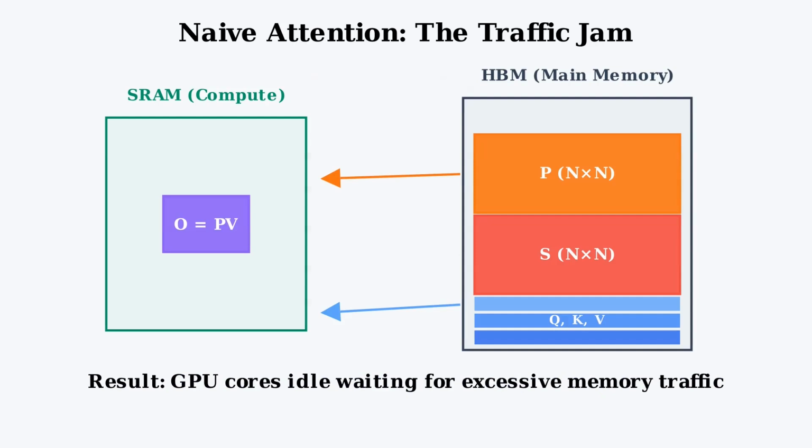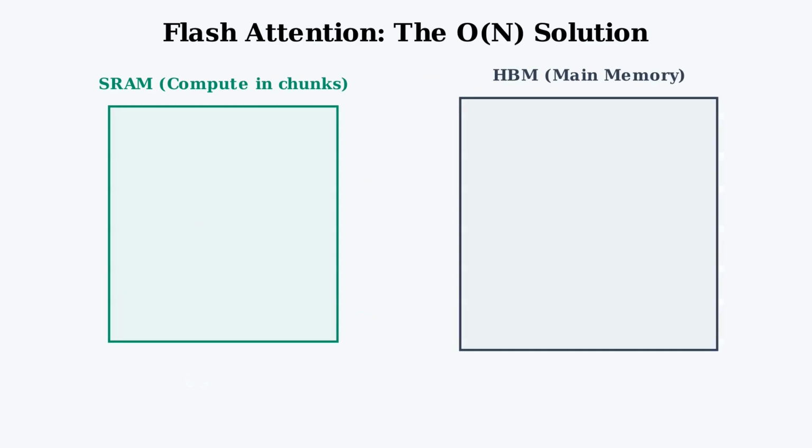The GPU cores aren't doing math. They are just sitting and waiting for the data to travel back and forth from main memory. Attention isn't slow because of the calculations. It's slow because of the memory bottleneck. So how do we fix it? We stop talking to HBM.